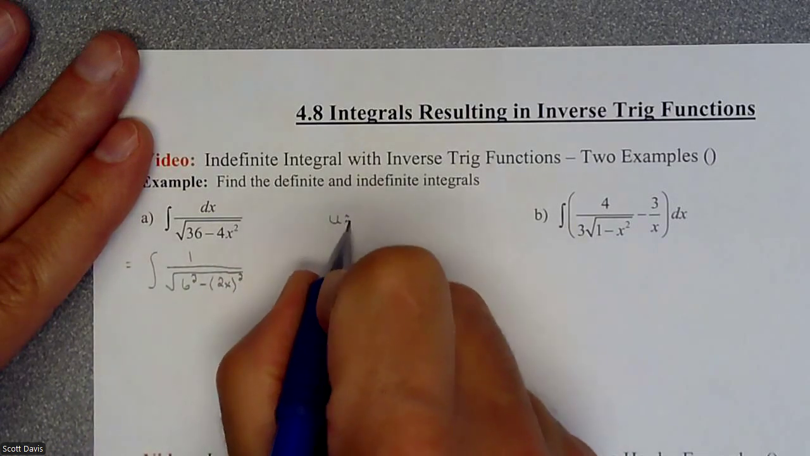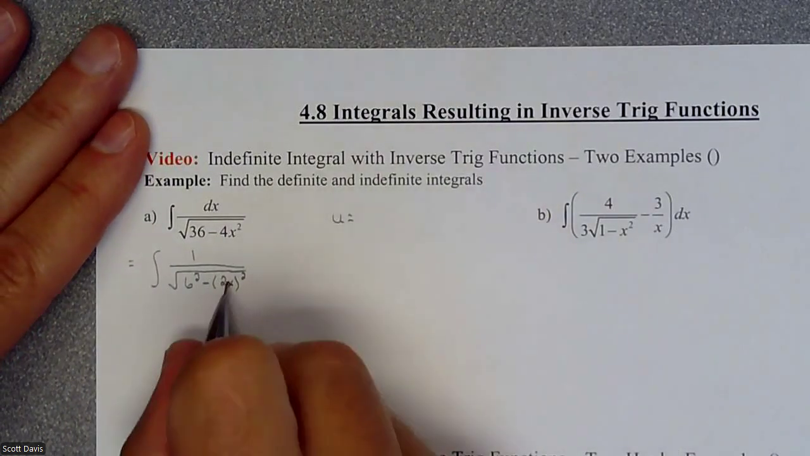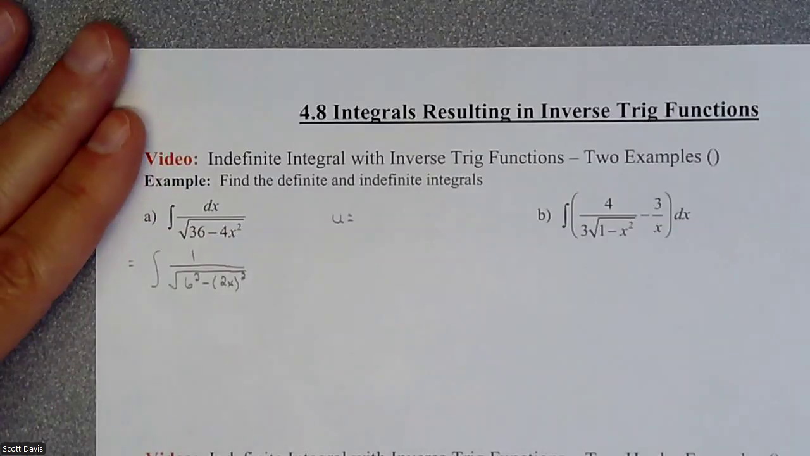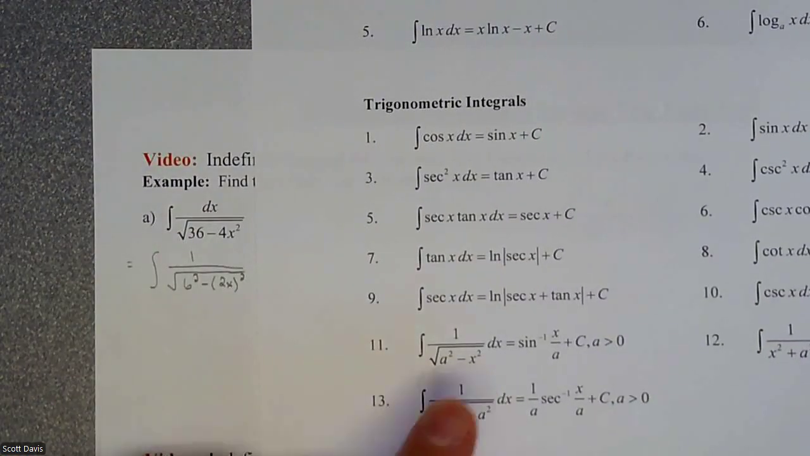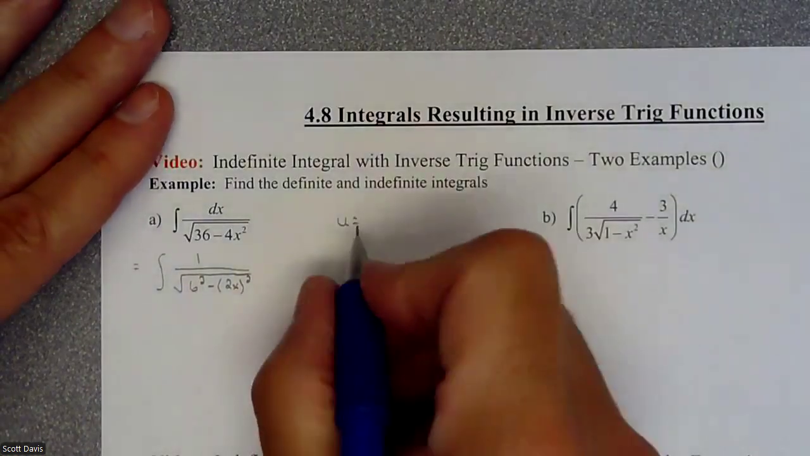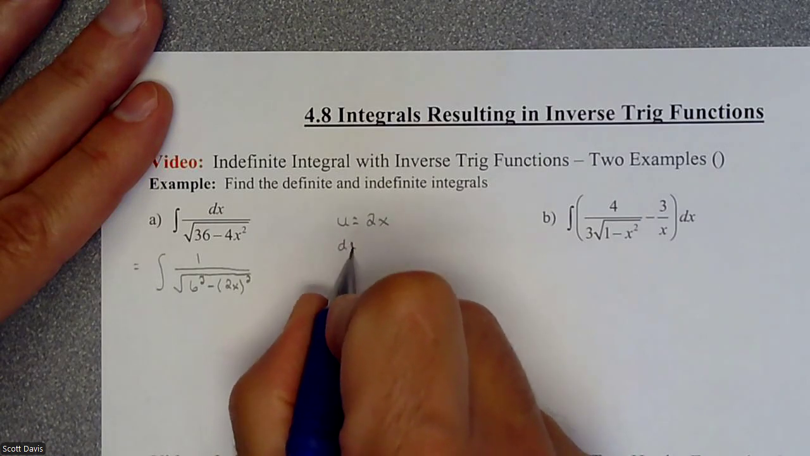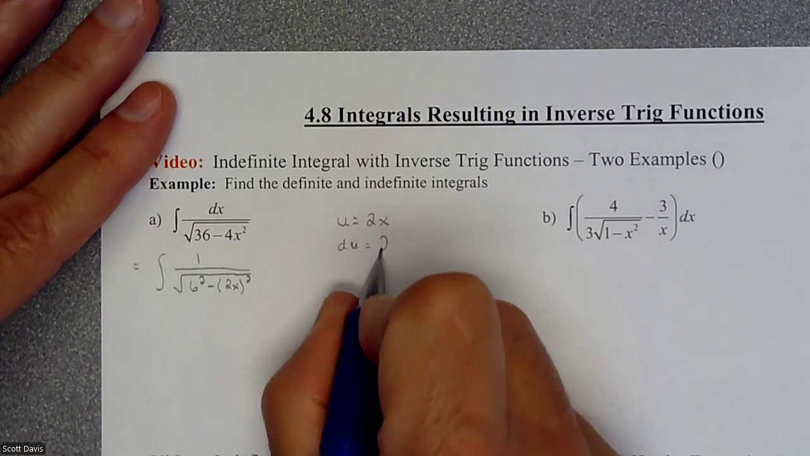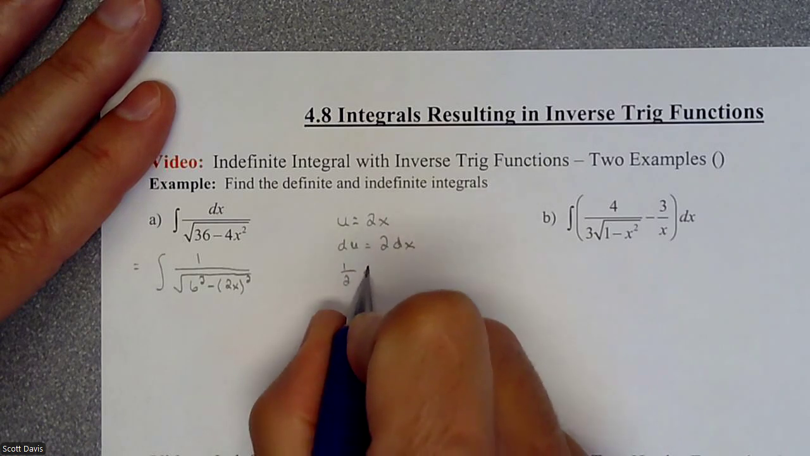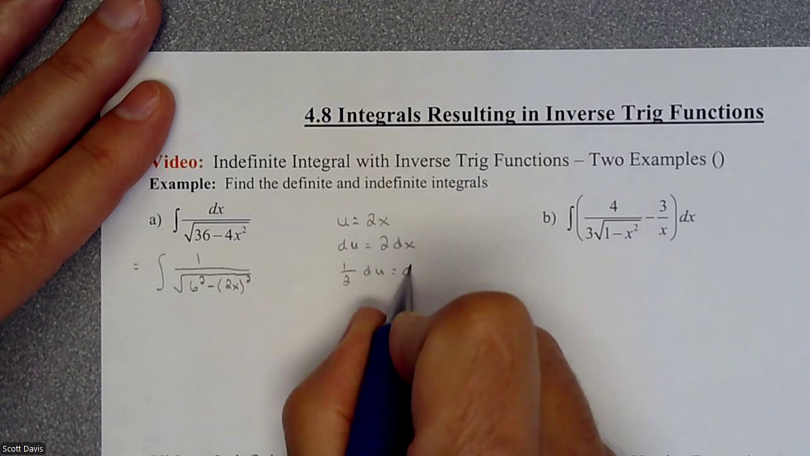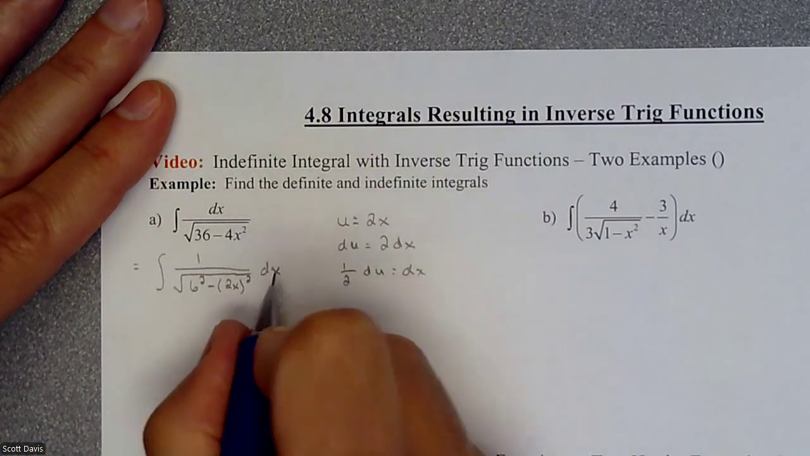So in order to write this appropriately, just like the formula, my u is going to be this, because I need it to be just x squared, not 2x squared. So I need a u substitution to make that happen. My u is 2x, my du is 2dx. Divide that over, so 1/2 du equals dx. Oops, I forgot I was pulling my dx off to there.